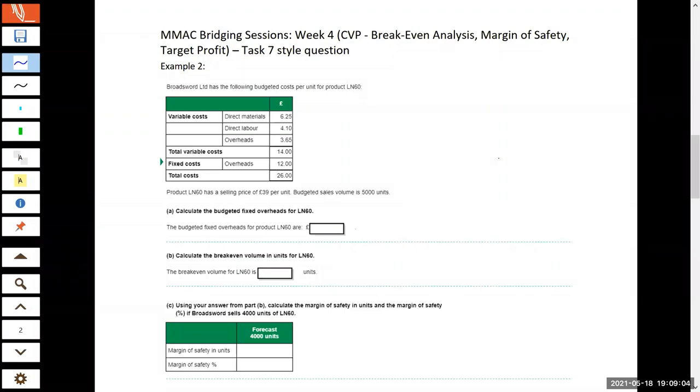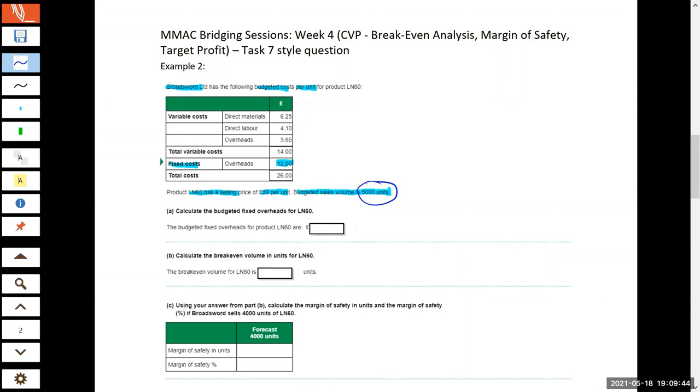Okay, it's Broadsword again. It has the following budgeted costs per unit. So these are the per unit. Product LN60 has a selling price of £39 per unit, and the budgeted sales volume is 5,000. So if these are the costs per unit, and the fixed costs are £12 per unit, and we're thinking of selling 5,000 units, can anyone tell me what the budgeted fixed overheads are?